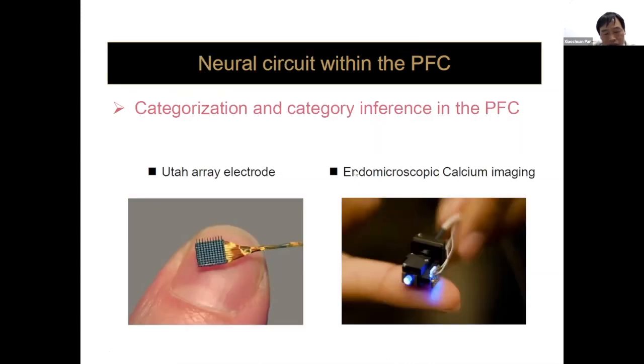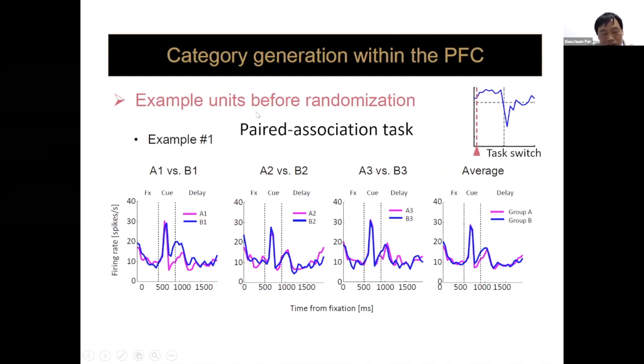So we use this kind of Utah array electrode or calcium imaging method to record the multi-unit activity in the lateral prefrontal cortex. Here is a very preliminary example. At the beginning, the monkey performs the paired association task, and this line indicates the task switch. After that, the monkey performs the match to category task.